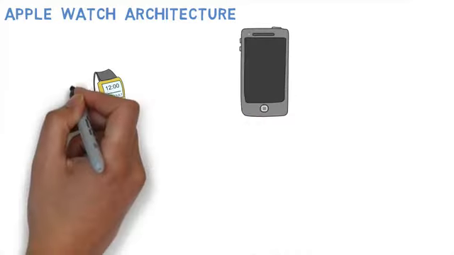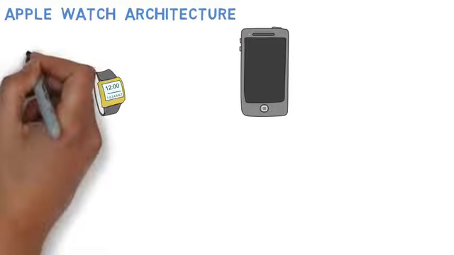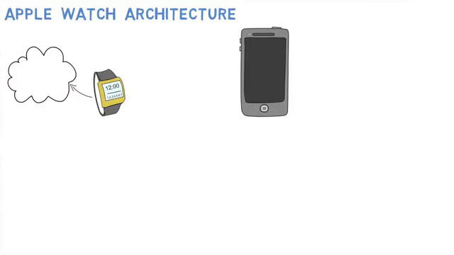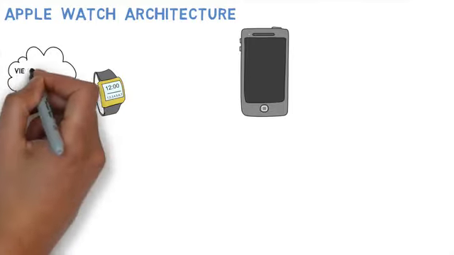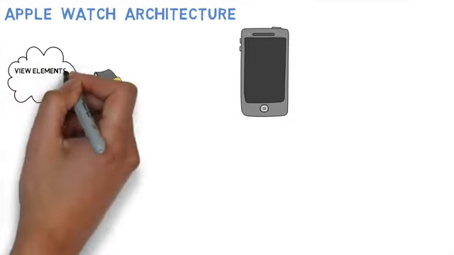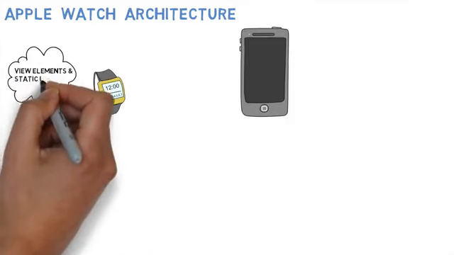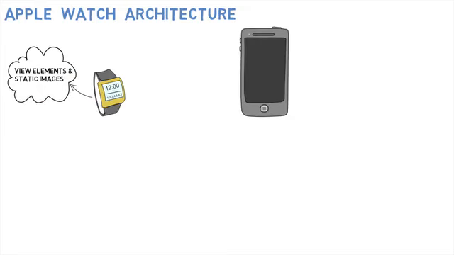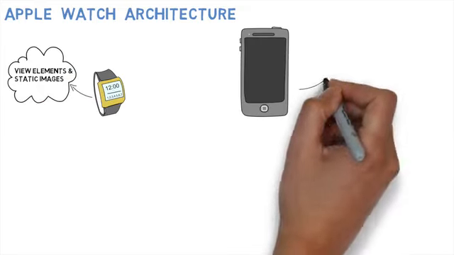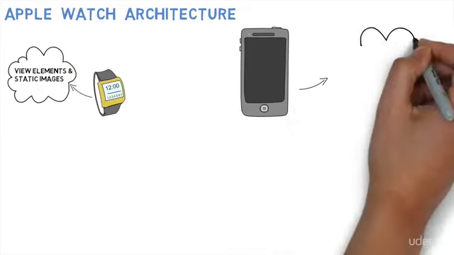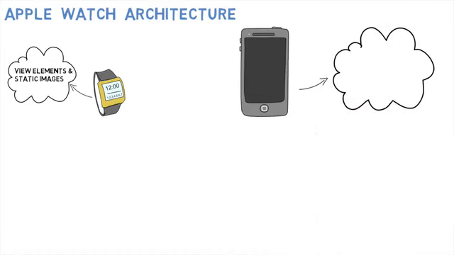So the code you write exists as two different pieces. One piece on the Apple Watch that will have the view elements and the static image files, and the other piece exists in the iPhone. It will control the logic execution and give instructions to update the view as necessary.